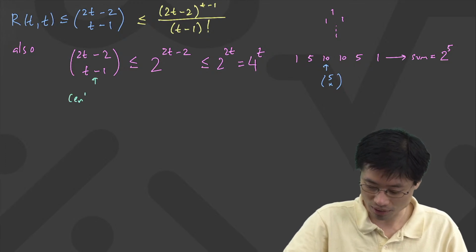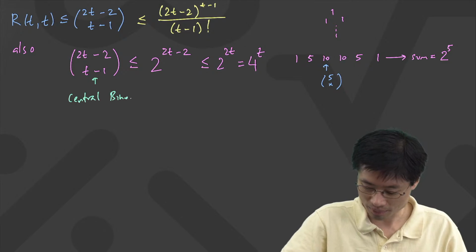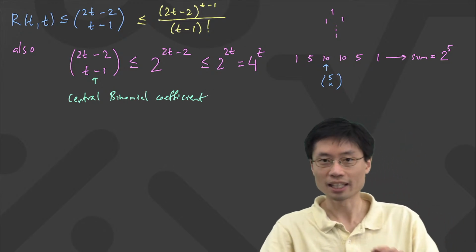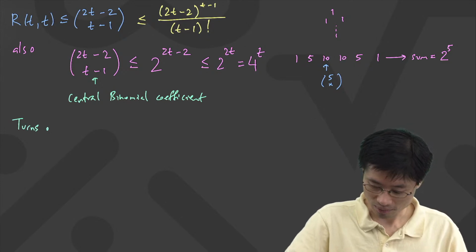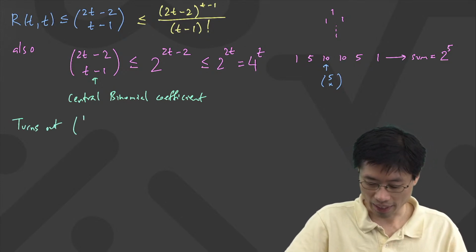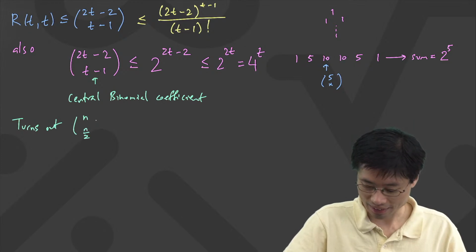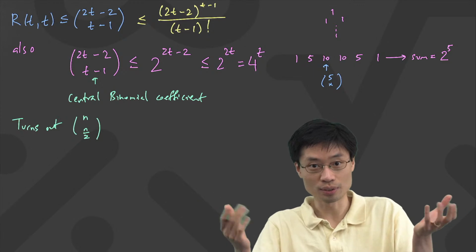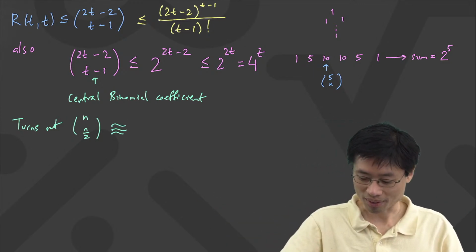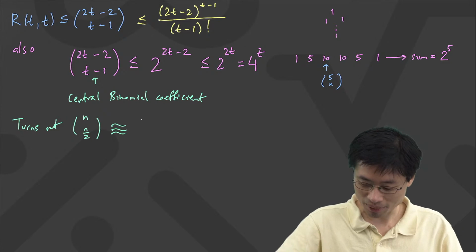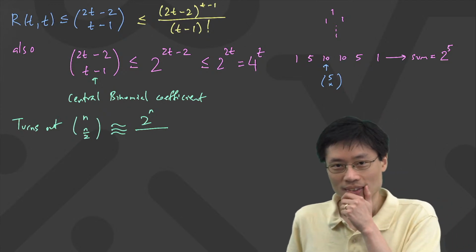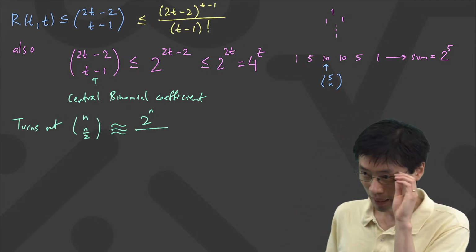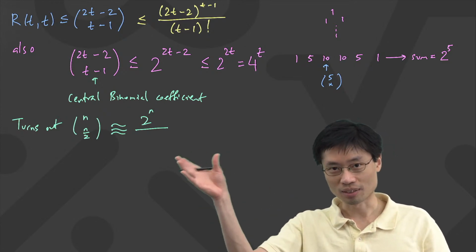This is called a central binomial coefficient. Okay? And it actually turns out that if I take n choose n over 2, and I'm just going to say n is the row that I'm on, this is approximately 2 to the n, but divided by something. What should it be divided by? Well, I'm not done yet.